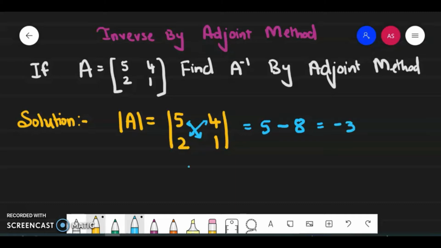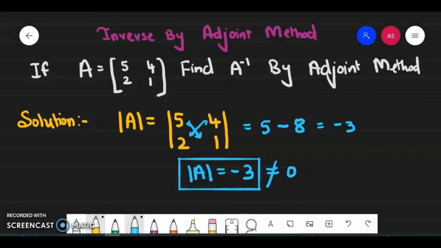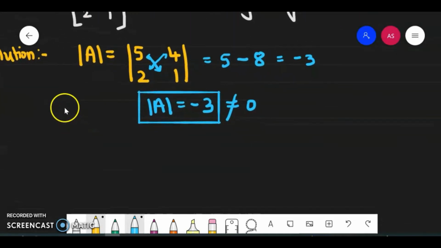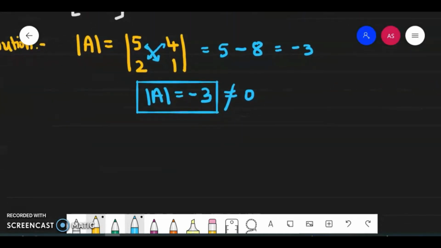So you will write over here determinant of A is equal to minus 3, and you'll put it inside the bracket. That means this minus 3 is not equal to 0. Remember, अगर 0 आता है so A inverse does not exist. और not equal to 0 आता है तो A inverse exists. That means we can find A inverse.